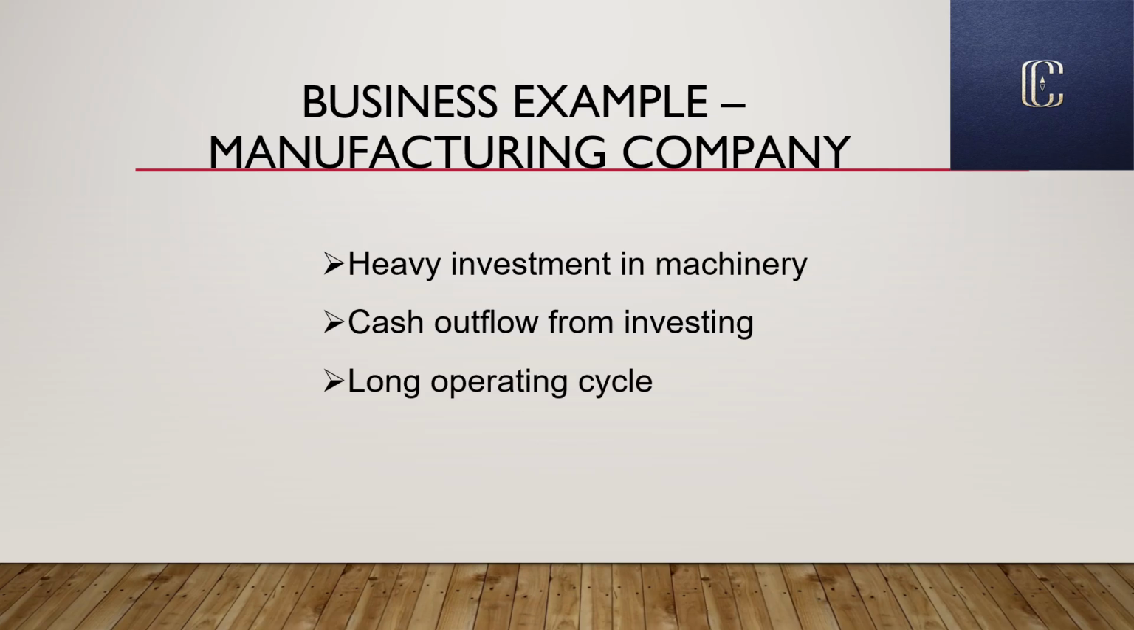Manufacturing companies first invest heavily in machines and equipment. For example, machinery purchased for rupees 50 lakh, and the factory setup cost is 20 lakh rupees. This money goes out immediately, so cash decreases heavily in investing activities. But machines will generate income only in future.